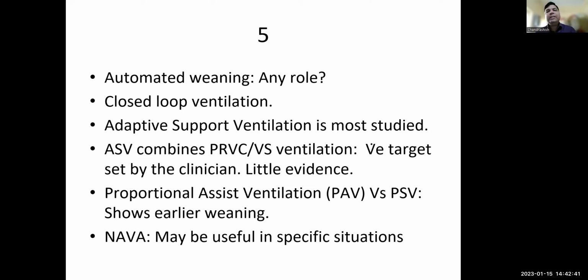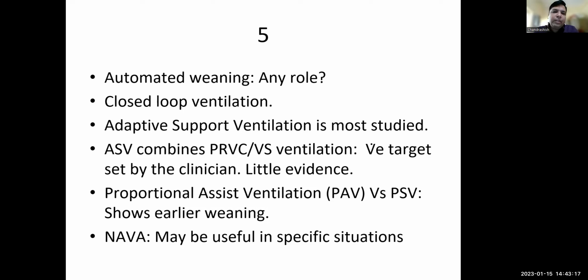The fifth commandment is automated weaning. Is there any role of automated weaning? So nowadays there are certain closed loop ventilations which have come up. The most well studied of this is called ASV, or adaptive support ventilation. Adaptive support ventilation combines pressure regulated volume control and volume support ventilation. And the clinician has to actually set the minute ventilation or percentage of minute ventilation that he wants the ventilator to provide.